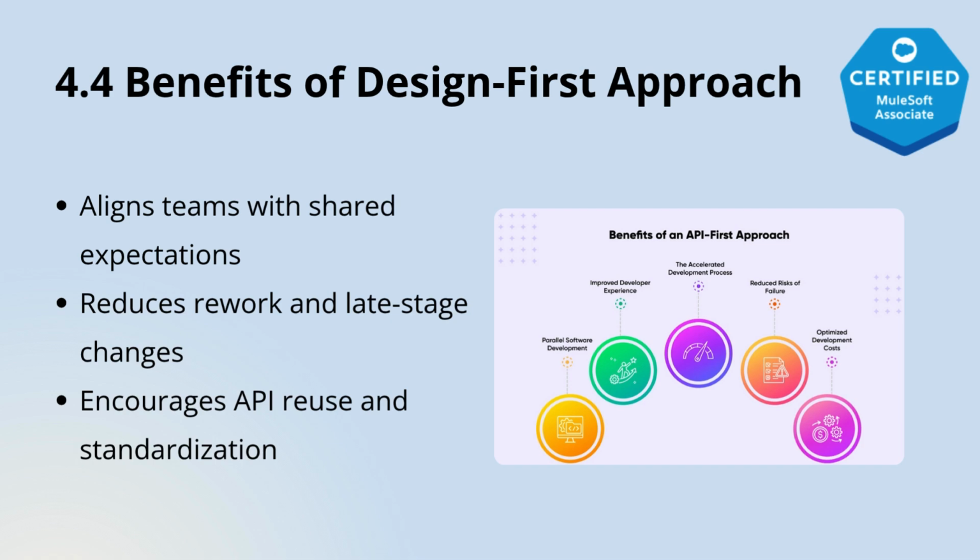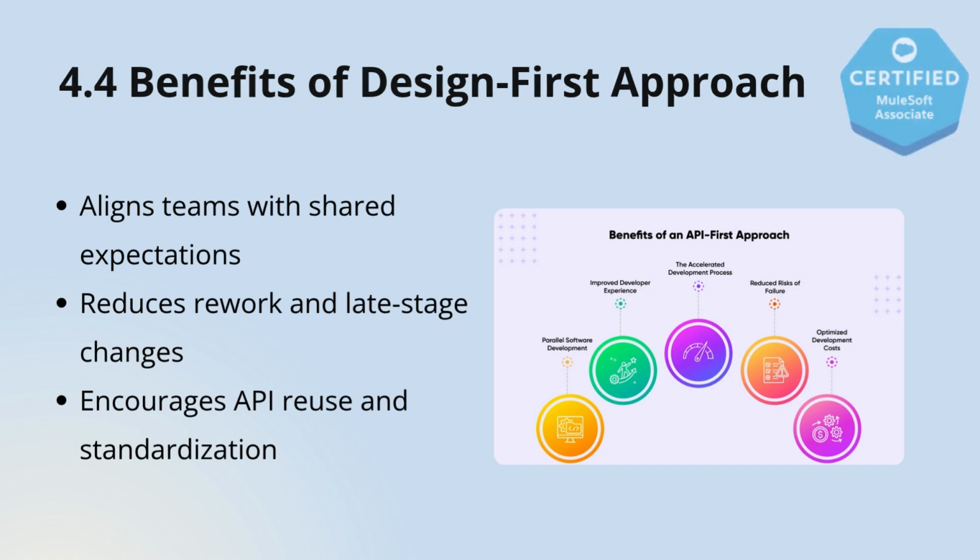First, it improves communication by aligning everyone on a shared understanding of what the API will do. Second, it reduces rework because the behavior is defined up front, which minimizes changes later. Third, it increases reuse and consistency. Teams can build APIs that follow organizational standards, making them easier to maintain and scale. And finally, it supports better lifecycle management, as the specification serves as a reference point for versioning, updates, and governance.